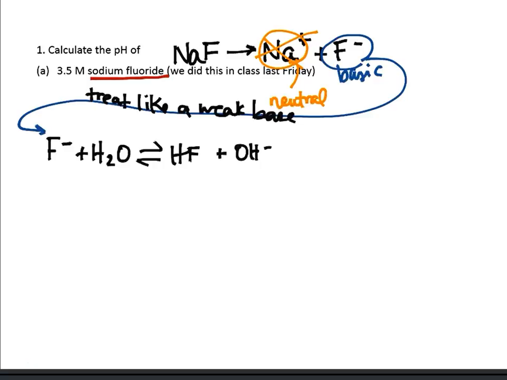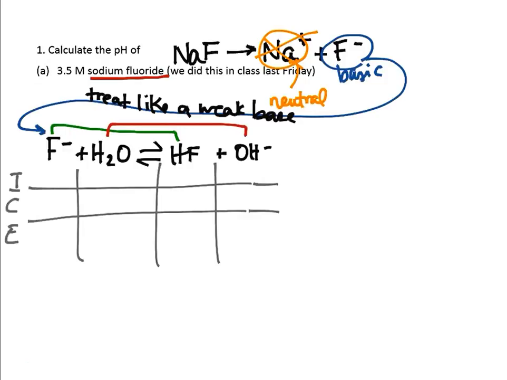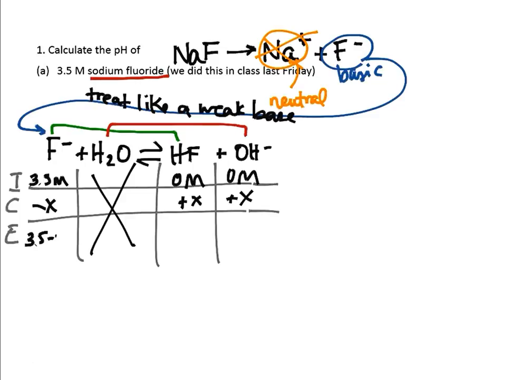So we're going to write the base dissociation reaction, which is shown here. Remember that you have a conjugate acid-base pair, one on each side. We're going to put our ICE table on here, 3.5 molar fluoride. We're going to ignore water. We have 0 molar HF and OH minus. We're going to add X to the right and subtract X from the left. We end up with equilibrium values of 3.5 minus X, X, and X.